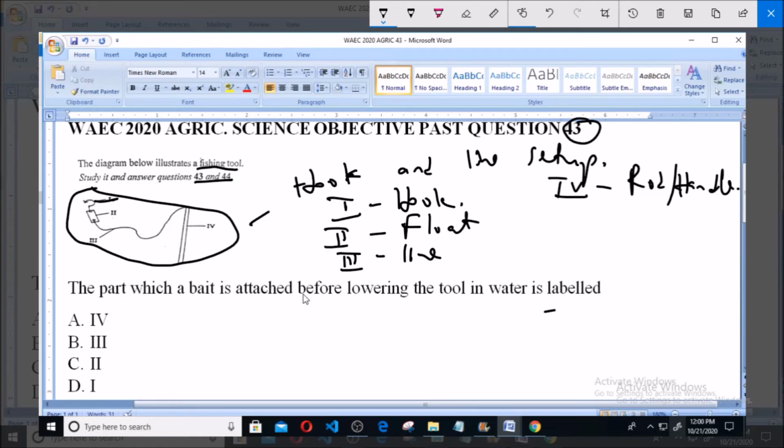Now the part to which a bait is attached before lowering the tool in water is 1, the hook. So a bait such as a worm is attached around here to the hook, and what it does is attract the fish so that the fish can be caught. So that part is labeled 1. So option D1 is the correct answer to this question.